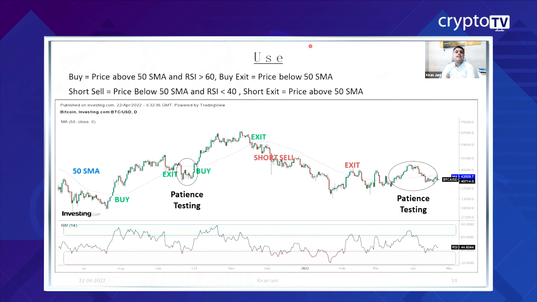And for the short sell, it is either a crossover where the price crosses down the 50 days moving average, or your RSI closing below 40, then you can go short sell. And the short exit criteria is very simple: whenever your price closes above the 50 days moving average, you have to exit. All 3 strategies are trending strategies, my dear friend.